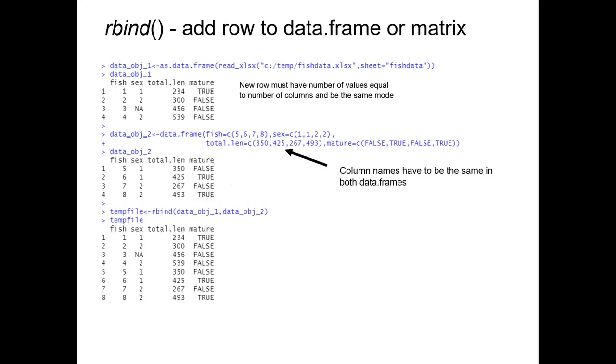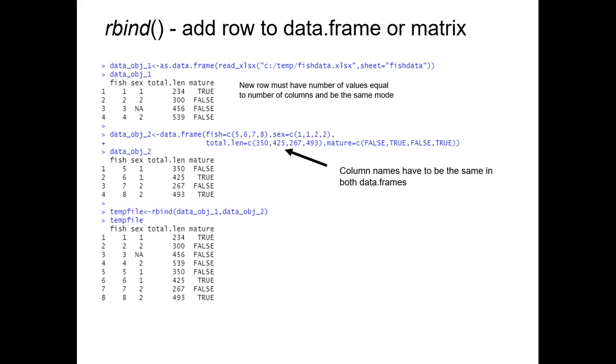The other way is you can add new rows to the data frame and matrix using the function rbind. Rbind is what it does. And here I've created a couple of different objects. I've loaded in the original file up above. I'm calling that data object 1 now. And then I've created a new data frame with different fish numbers and sex numbers. So these are essentially additional fish I want to add into that data frame. They have their own lengths here and then maturities.